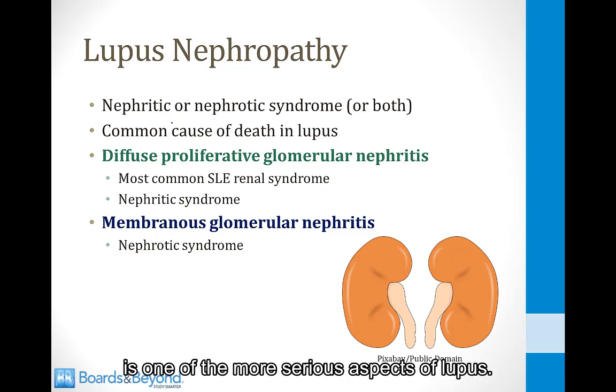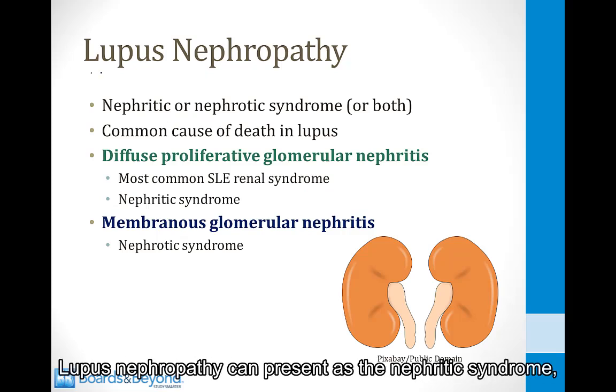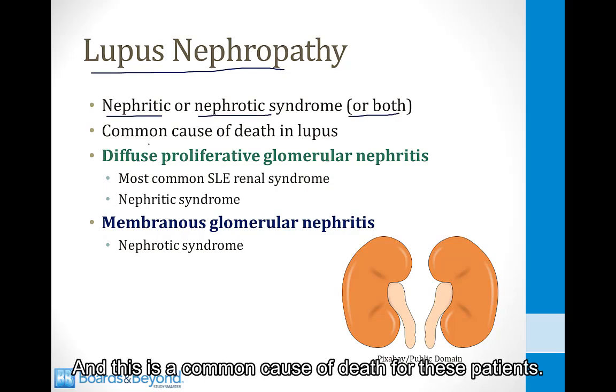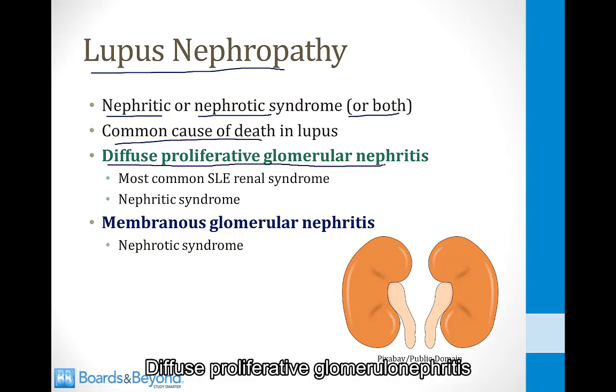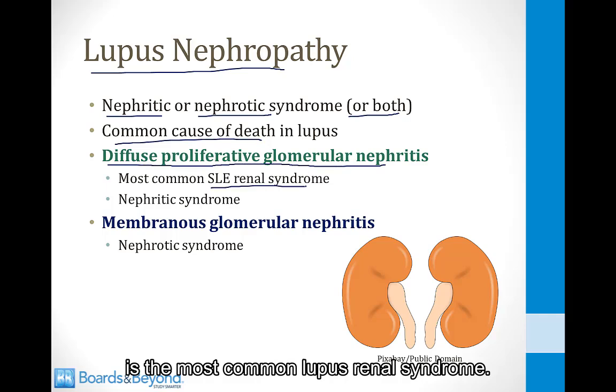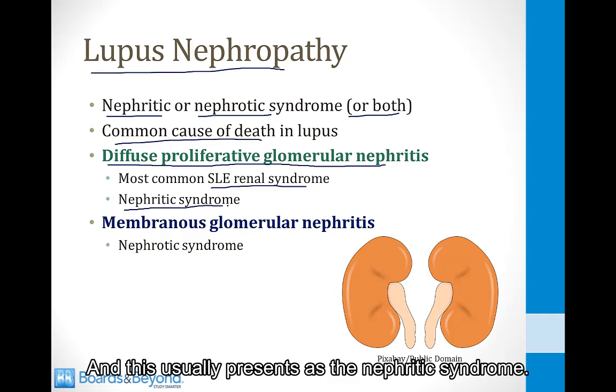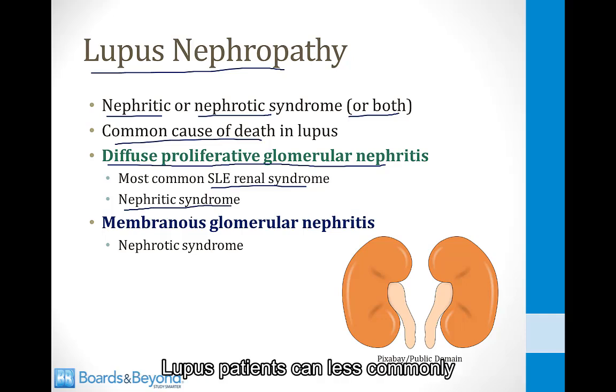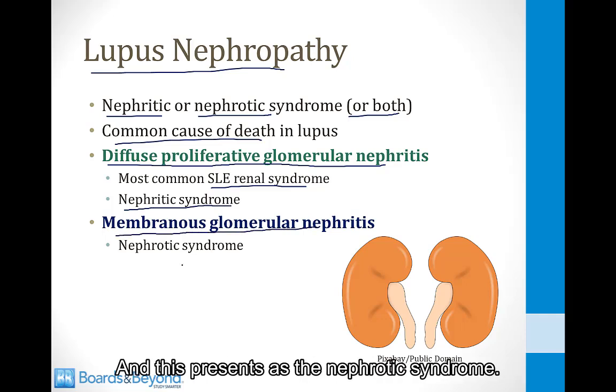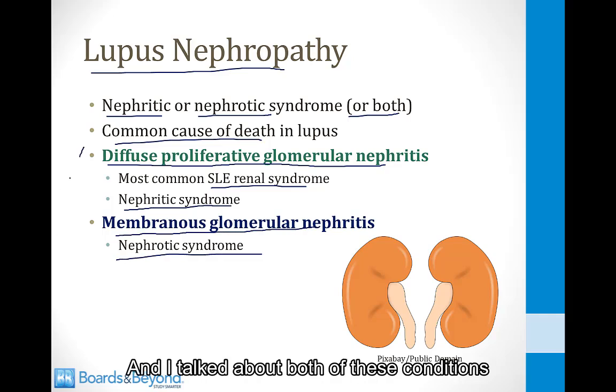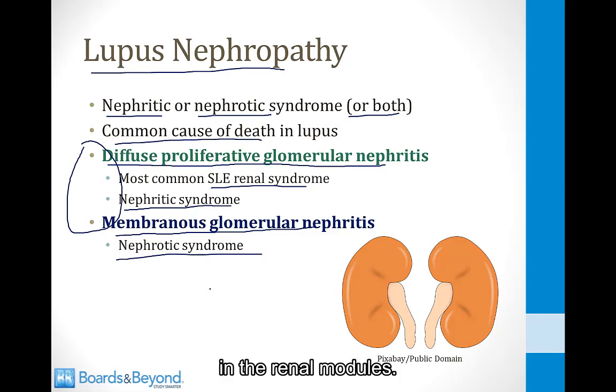Involvement of the kidneys is one of the more serious aspects of lupus. Lupus nephropathy can present as the nephritic syndrome, the nephrotic syndrome, or both, and this is a common cause of death for these patients. Diffuse proliferative glomerulonephritis is the most common lupus renal syndrome, and this usually presents as the nephritic syndrome. Lupus patients can less commonly get membranous glomerulonephritis, and this presents as the nephrotic syndrome, and I talk about both of these conditions in the renal modules.